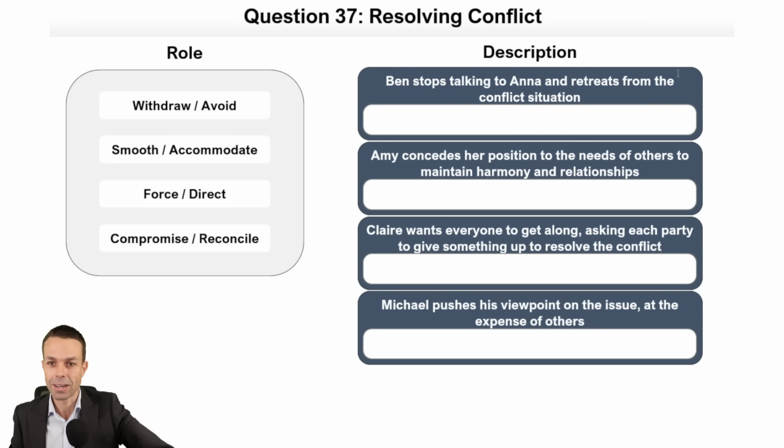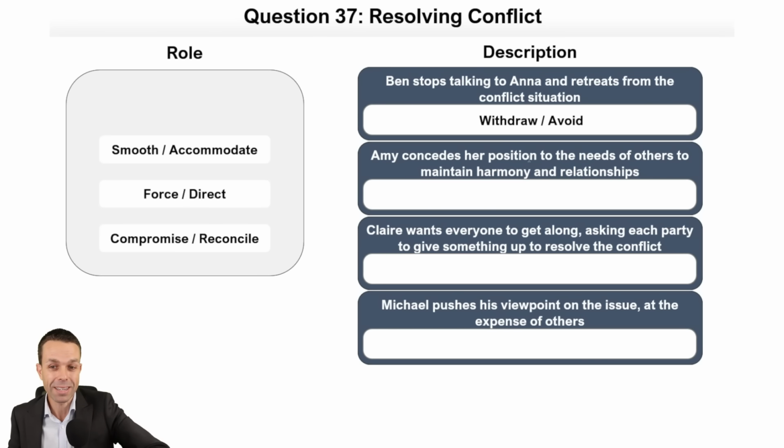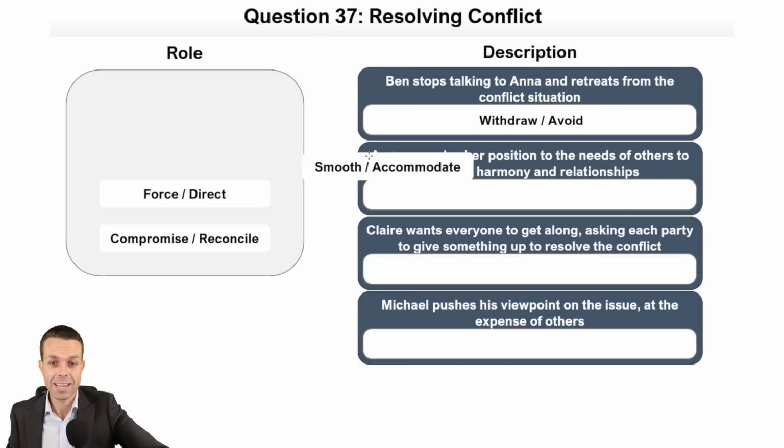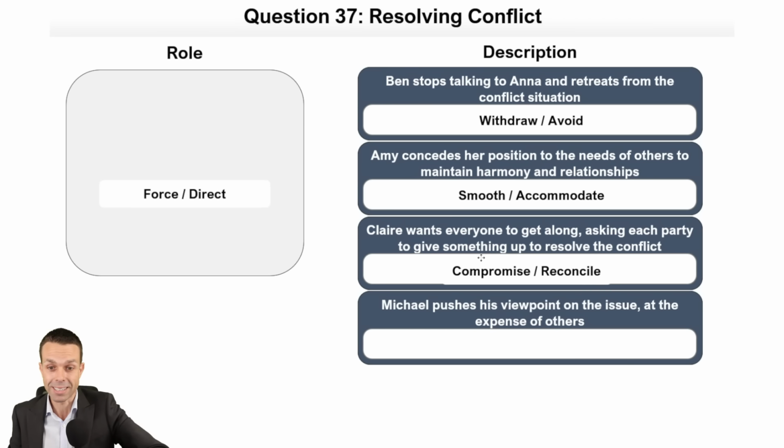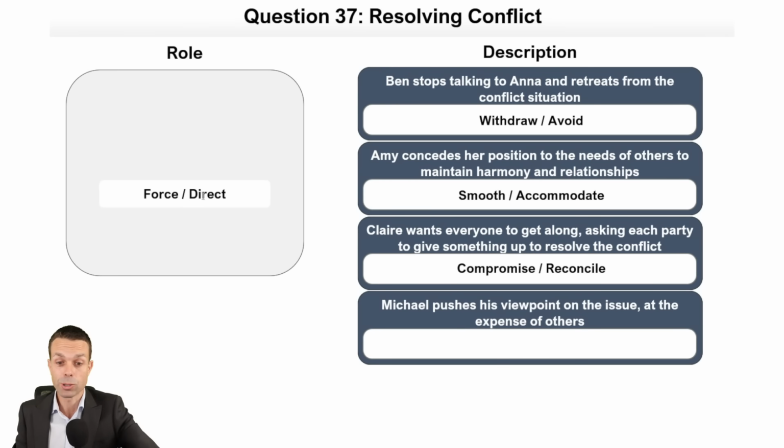Ben stops talking to Anna and retreats from the conflict situation, resolving conflict. This is withdrawing and avoiding the situation. And we'll look at this in a second, but I think that's either a lose-lose situation or a lose-win situation. But let's see, Amy concedes her position to the needs of others to maintain harmony and relationships. She is accommodating her position, so accommodating other people. Claire wants everyone to get along and asking that each party gives something up to resolve the conflict. Claire is compromising here. And Michael pushes his viewpoint on the issue at the expense of others. He is forcing the issue on other people.